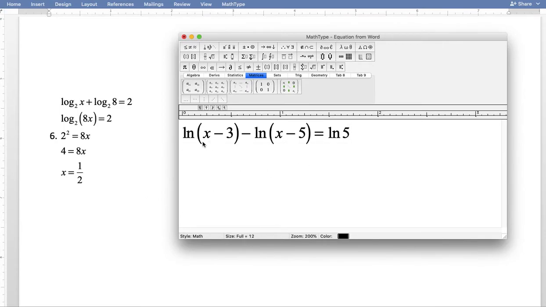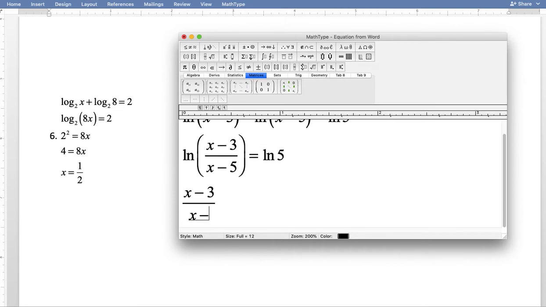On the left, we've got ln x minus 3 subtract ln x minus 5. I'm going to use properties of logs here, such that when we are subtracting one log from another, it's actually dividing the arguments. So these can combine. This will give us ln of x minus 3 over x minus 5 equals ln 5. At this stage, we have natural log of x minus 3 over x minus 5 equals natural log of 5. We have a log equals a log. Therefore, the arguments, the inside values, are equal to each other. So I can set x minus 3 over x minus 5 equals 5.